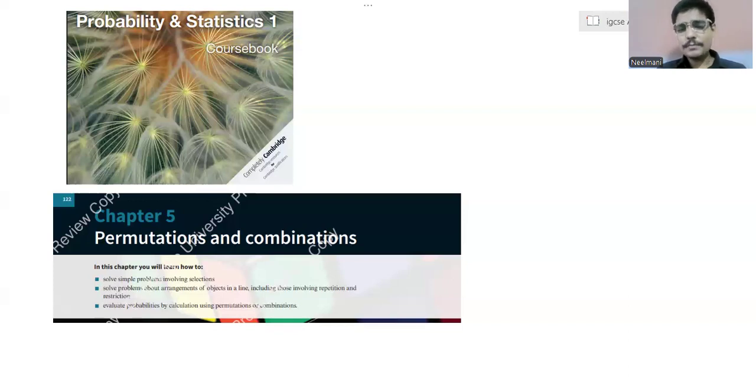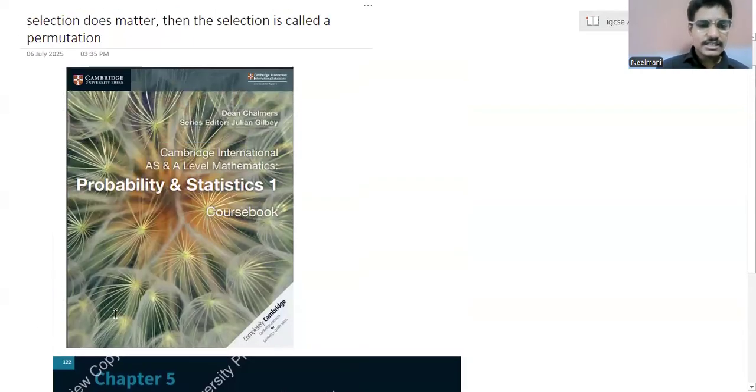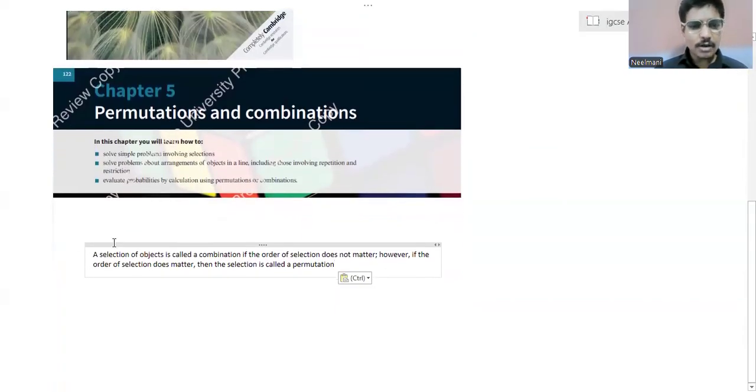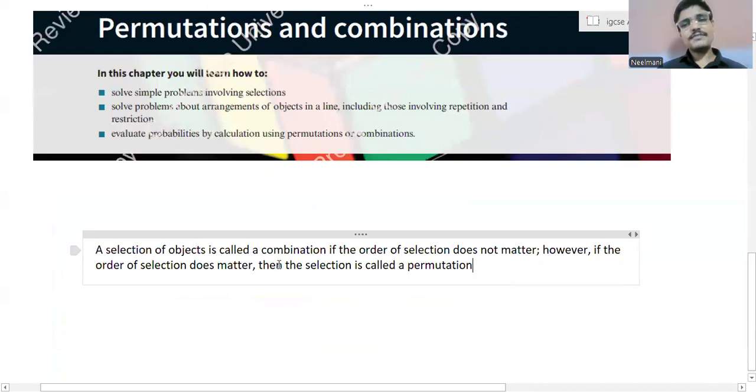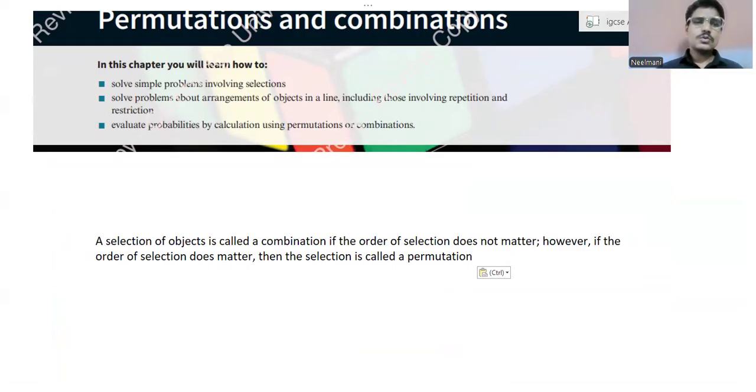A selection of an object, what is this basically? A selection of an object is called a combination if the order of the selection does not matter. However, if the order of the selection matters, it is called a permutation. So there are two things to know: when we just select an object, it is known as a combination, but if the order of the selection matters, it is known as a permutation. Is the difference between permutation and combination clear?